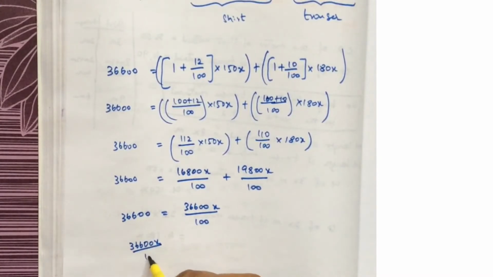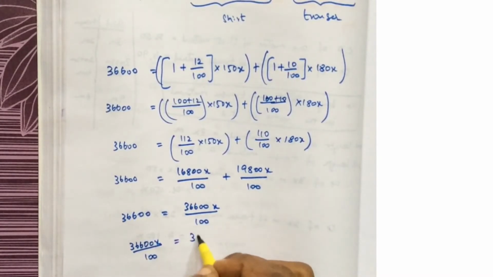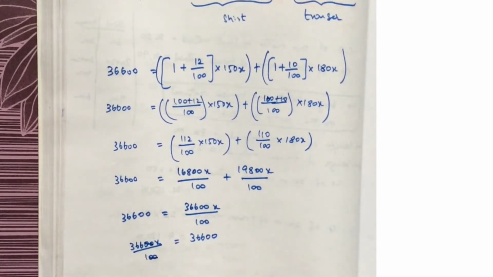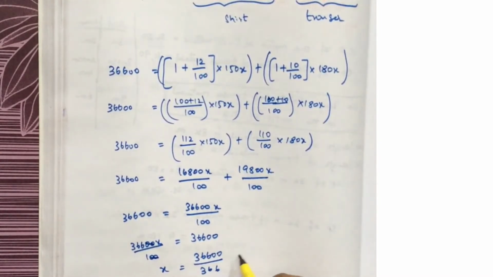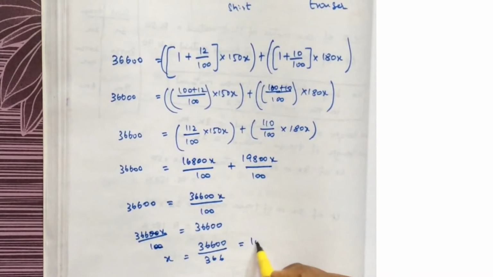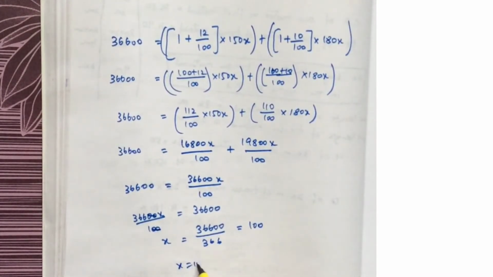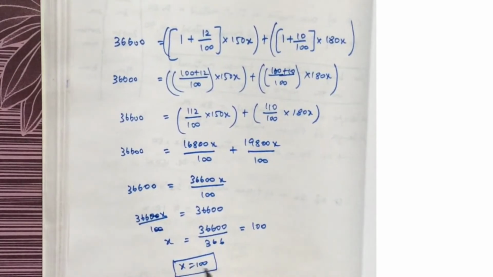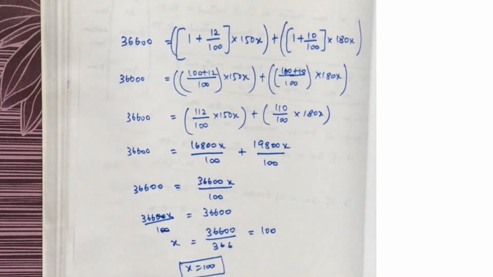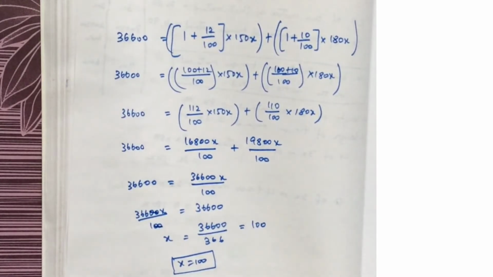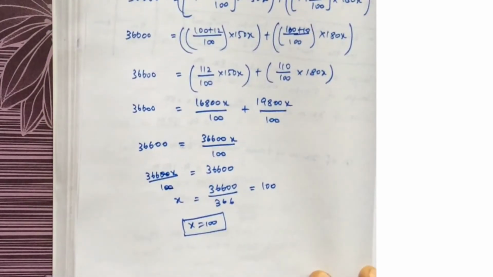36600x by 100 equal to 36600. Now the 100 and the 100 cancel, so x equal to 3600 divided by 366, that is equal to 100. Now x equal to 100. The question asked is how much trouser material did he buy?